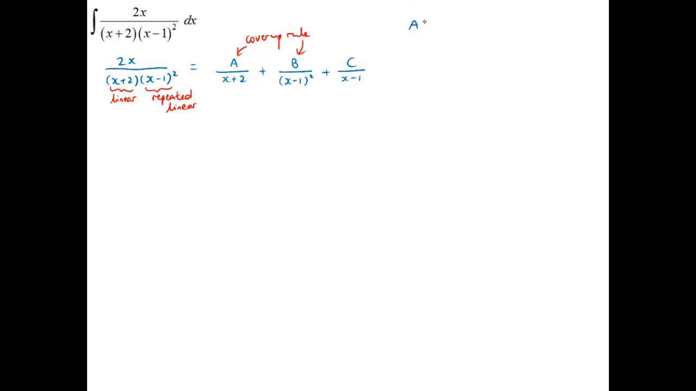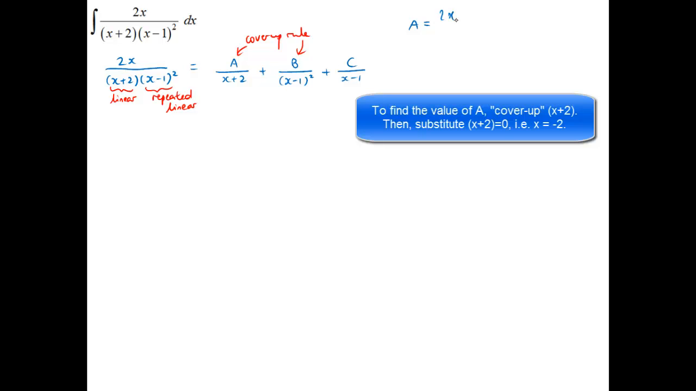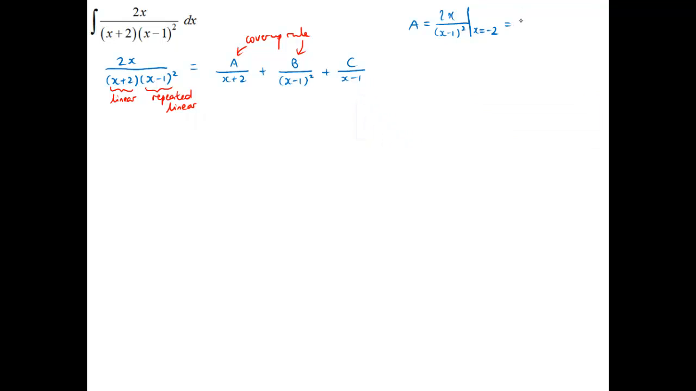So to find A, I will copy the expression and cover x plus 2. Whatever I covered, which is x plus 2, I'm going to equate to 0, so x equals minus 2. So I have a minus 4 over 9.